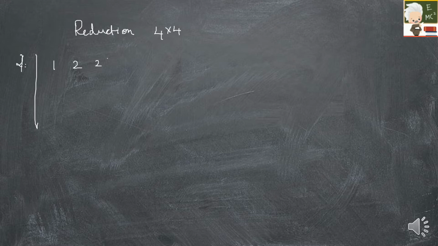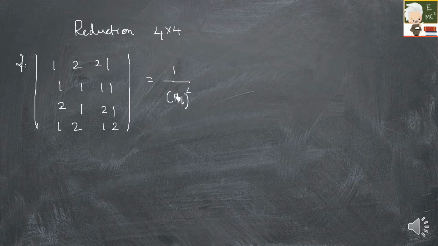The rows are 1, 2, 2, 1; 1, 1, 1, 1; 2, 1, 2, 1; and 1, 2, 1, 2. So I have taken an example of a 4 cross 4 matrix. Here, how am I going to find the determinant by the reduction method? I have said you have to write 1 by the first element whole power n minus 2. What is your first element? It is 1, and n is 4, so 4 minus 2, into, so first you have to write the first and second row elements.